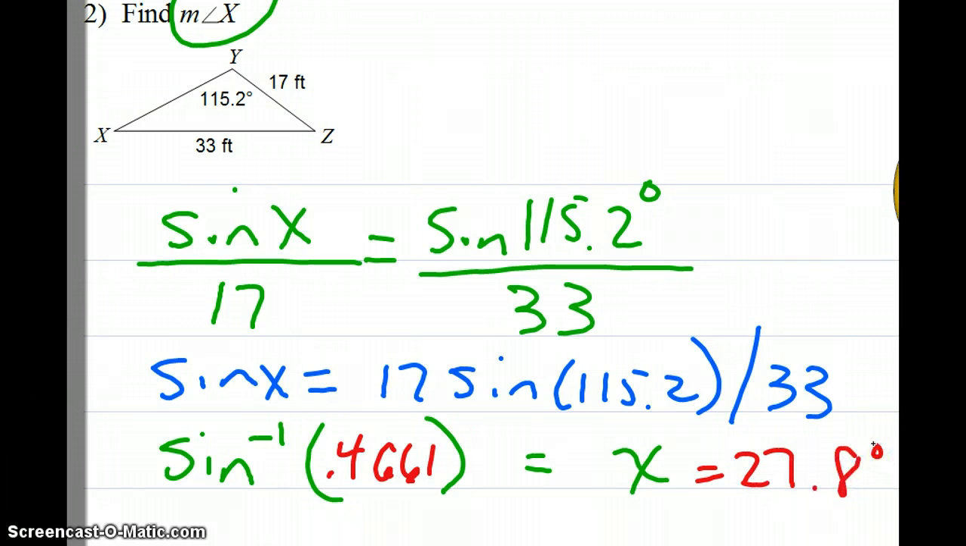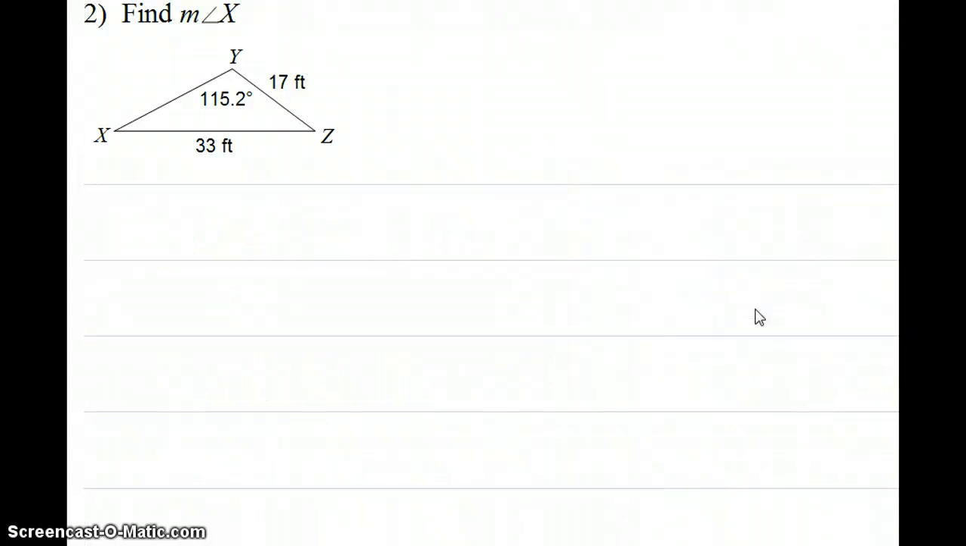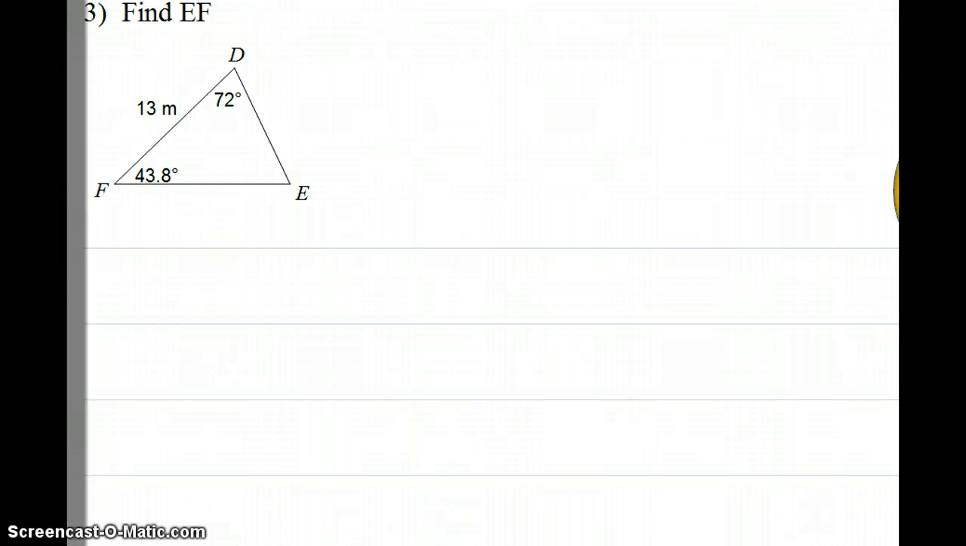So the law of sines is just a ratio. When we're trying to find ratios, we just set that law of sines up. In example 3, I've asked for a side instead of an angle. Again, we're still going to use the law of sines, but this time I asked for EF. So EF is this line segment.